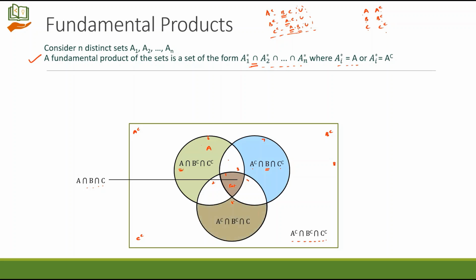What about this region now? We have C as it is. We have A's complement in C. We have B's complement in C. That's why we are including A's complement intersection B's complement intersection C.